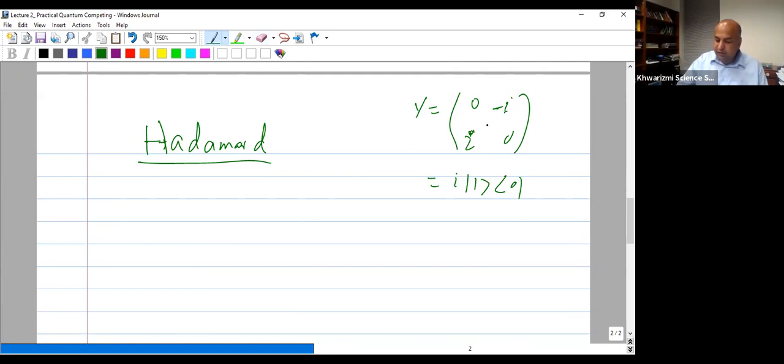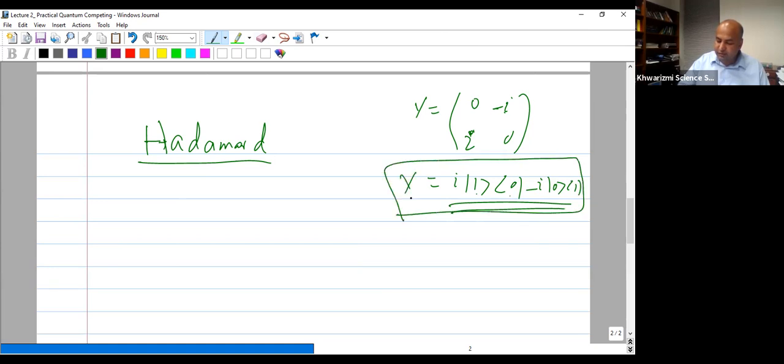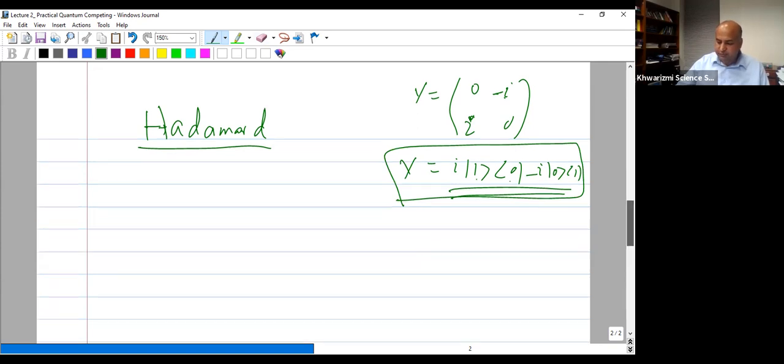So this is the Y gate. This iota is in place of |1⟩⟨0|, and this iota is in place of |0⟩⟨1|. So this is going to be the symbol for this Y gate in operator form.